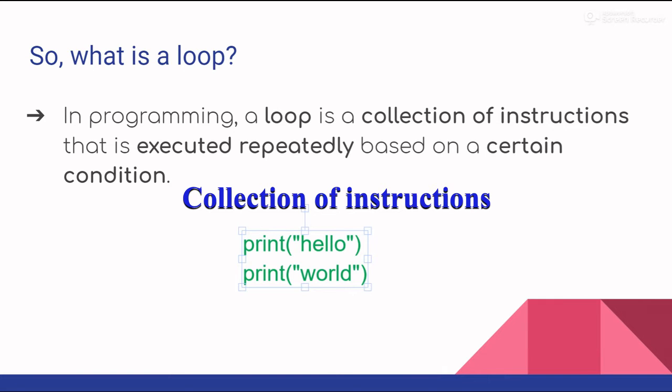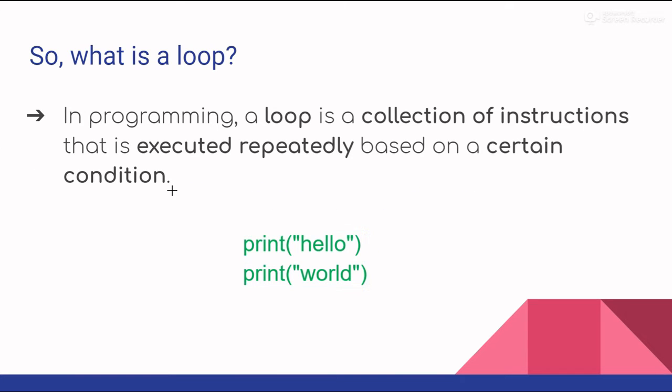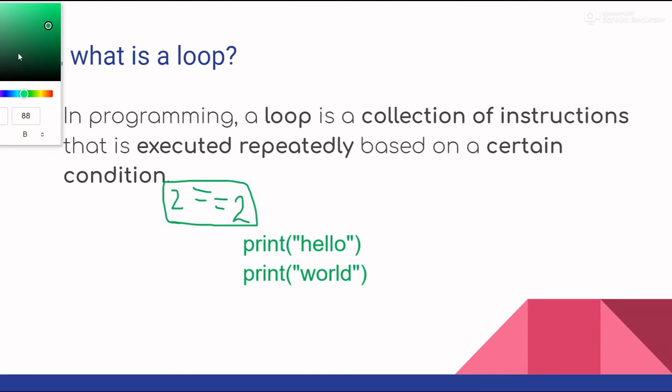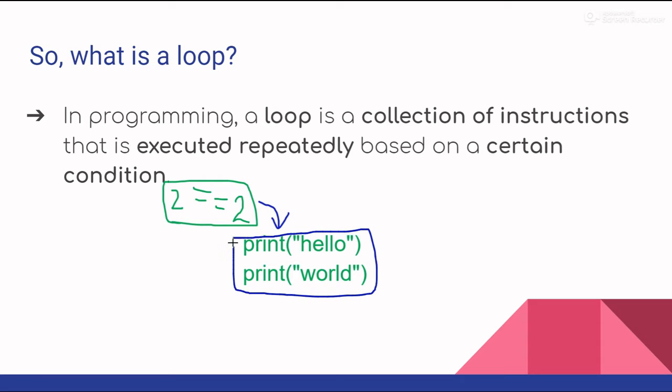Now, let's say we want to execute this until a separate condition is met, and that condition is, let's say, 2 is equal to 2. So, let's say if this condition is true, we want to execute this group of statements. So basically this condition is always true, so these statements are always going to be executed.